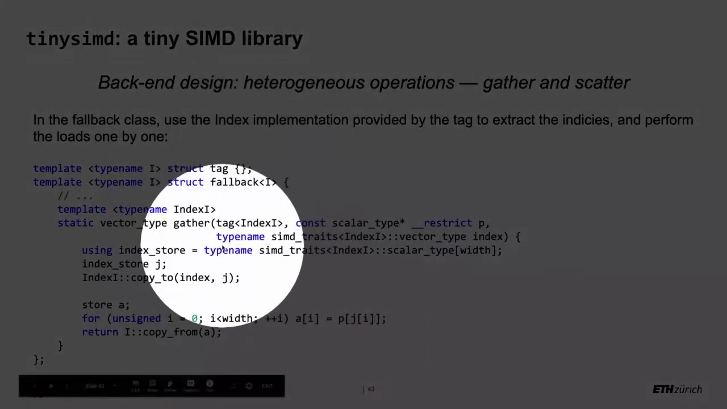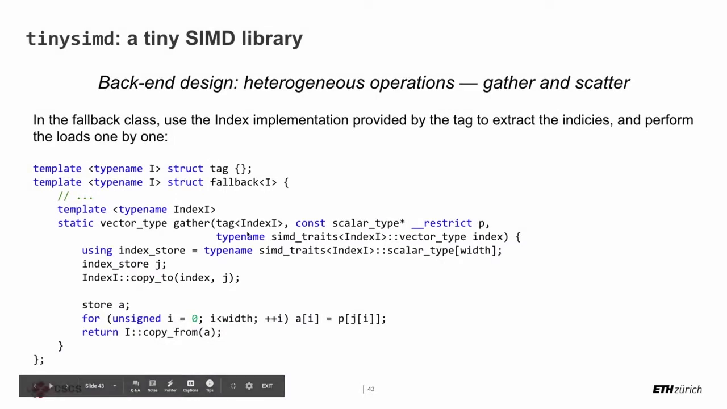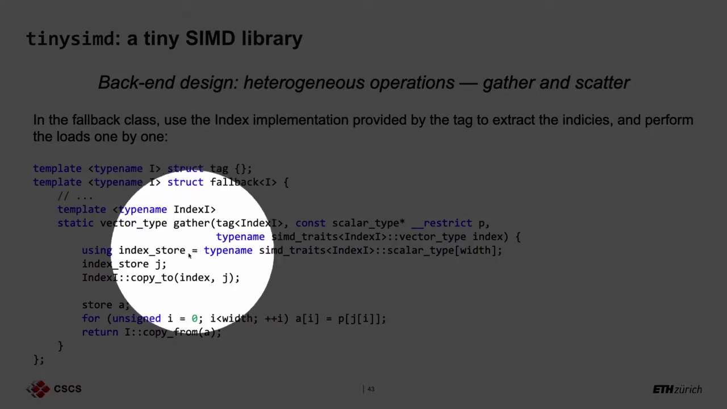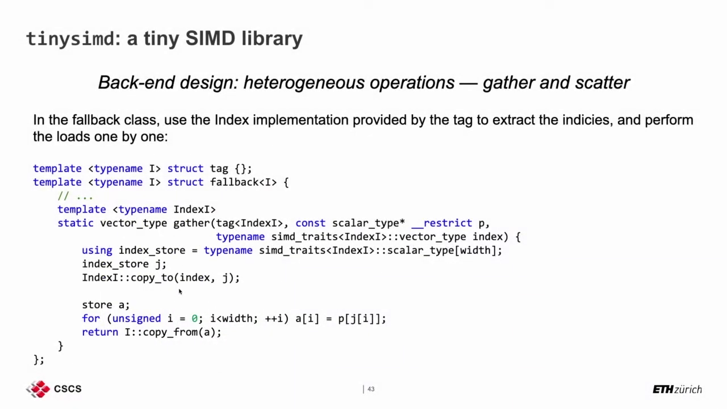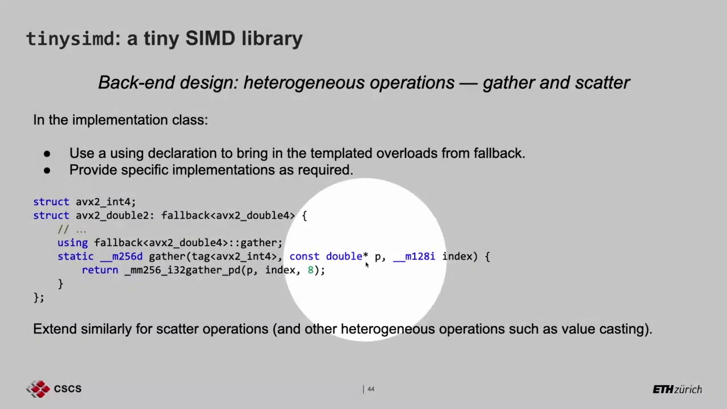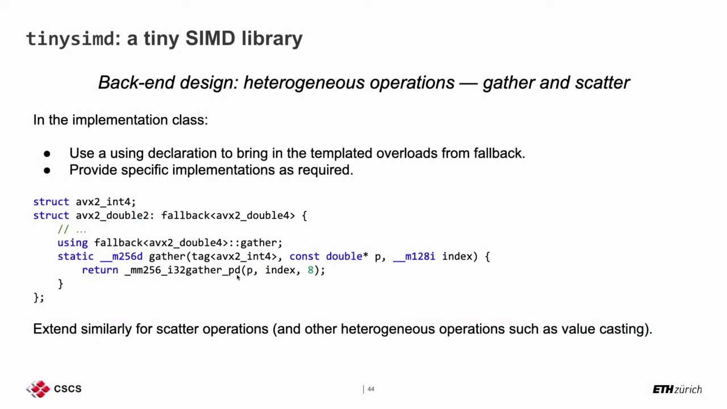We just pass it as a parameter. We never use the value, we're just using it for its type. It adds it to the overload set. In the fallback, we use the type to know how to read values from the indices into an array, which we then just do serially. In the back end, we say, if it's this particular sort of index, then I can use the magic SIMD instruction that does the right thing.